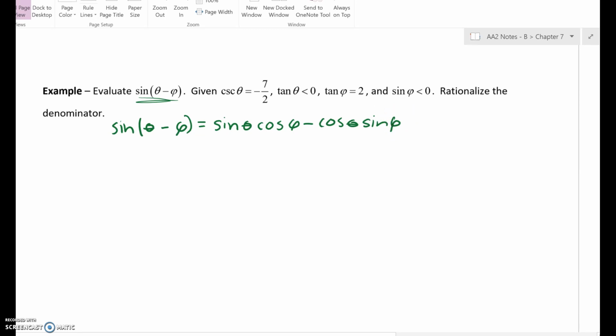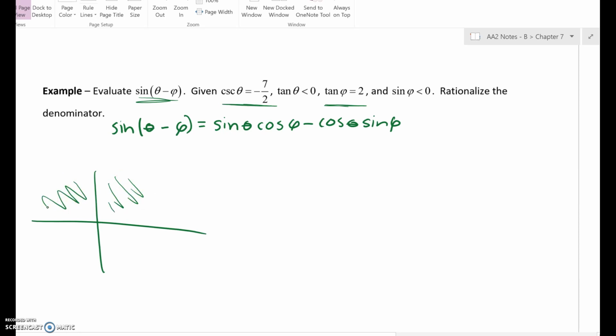Okay, so this is going to give us two separate triangles. So we have this theta triangle that we have to figure out our sides for, and we have this phi triangle. So I'm going to draw two separate triangles and put them in the correct quadrant. If cosecant is negative, that means sine is negative, so it can't be here and it can't be here. If tangent is also negative, it has to be in the fourth quadrant. So my triangle is going to be in this fourth quadrant. That's my angle. The cosecant is negative 7/2, which means the sine is negative 2/7, right? So opposite is 2, hypotenuse is 7. That one's going to be negative.